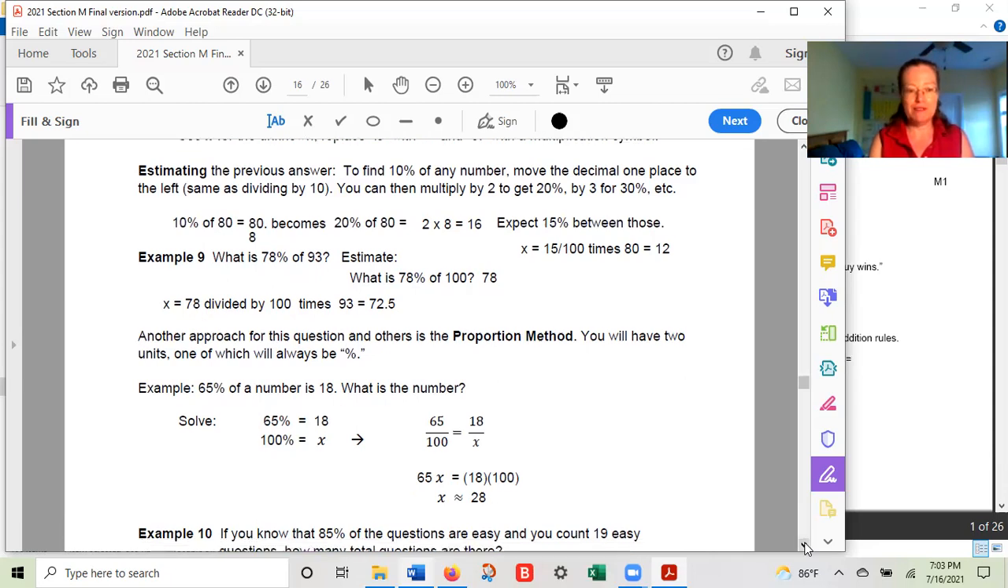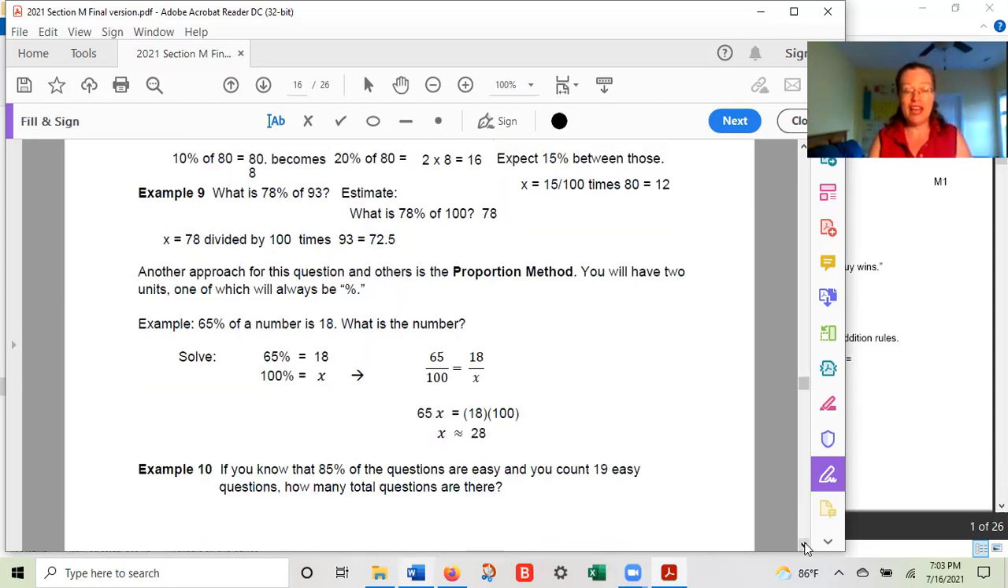Let's try example 10. If you know that 85% of the questions are easy and you count 19 easy questions, how many total questions are there? Now, this is a really random kind of word problem, but I'm just trying to give you a word problem that has a percent given and it's got a part given and you're asked for the total. That's the method to my madness with this word problem.